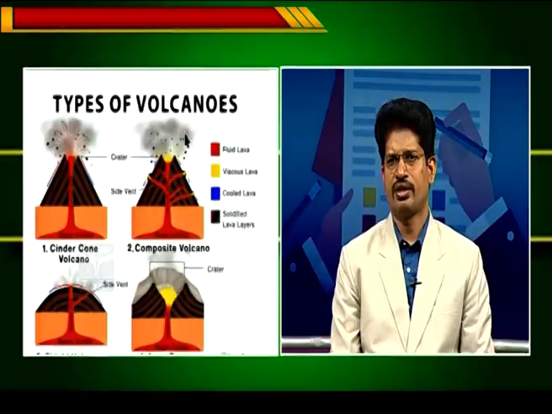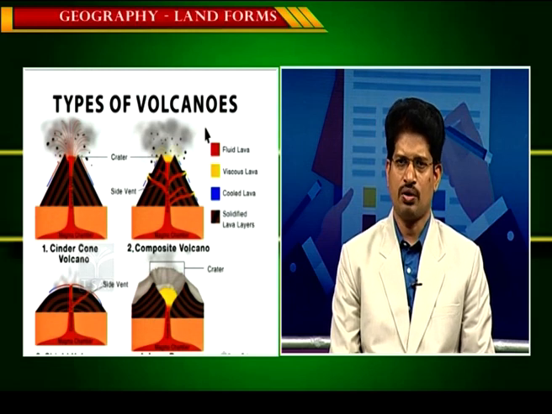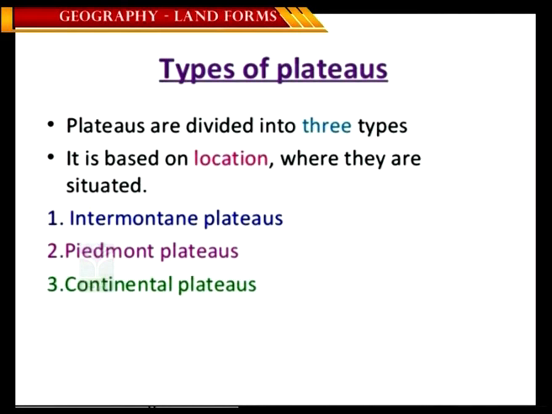These are the different variant types of volcanoes. The next type of landform after mountains is plateaus. Depending upon the way they have been formed, they are classified into three different types of plateaus: Intermountain Plateau, Piedmont Plateau, and Continental Plateau. They are also sometimes classified as tectonic plateaus, the plateaus that are the result of tectonic activity and have been uplifted.